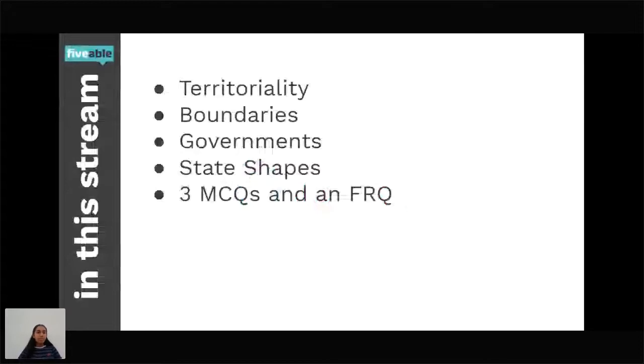In this stream, we will be covering mostly the topics of territoriality, boundaries, governments, state shapes, and then at the end, we'll be concluding with 3 multiple choice questions and an FRQ.